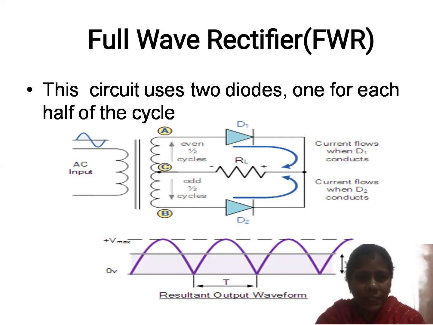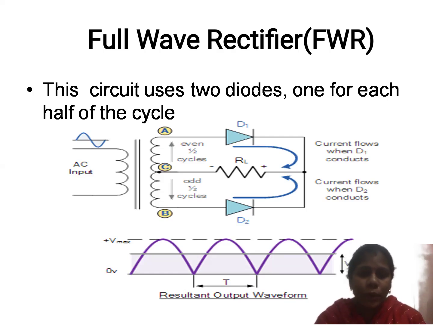As it is a center tapped transformer, A to C has equal divisions and C to B also has equal divisions. A to C can be considered as positive and C to B can be considered as negative. So we can say the first is the even half cycles, and the next one is the odd half cycles.